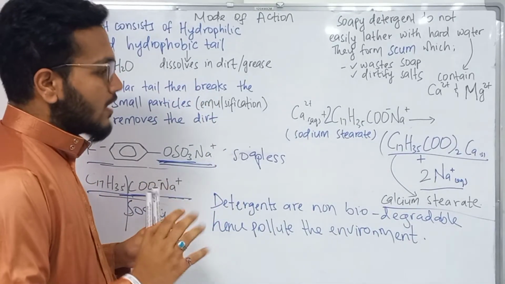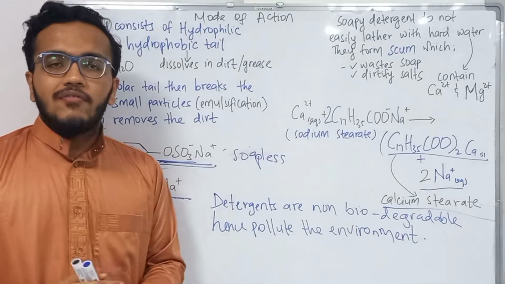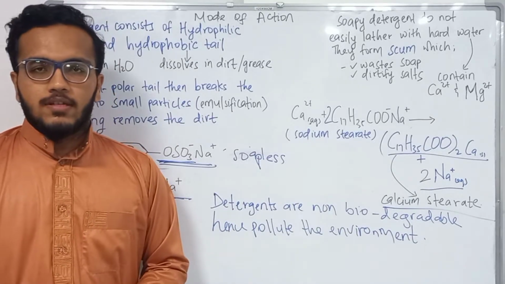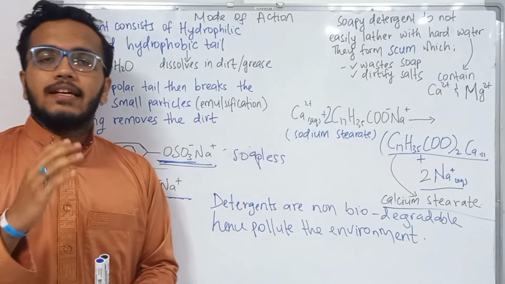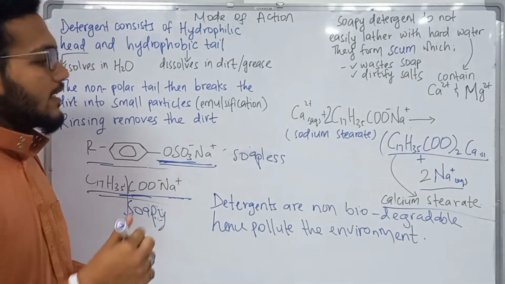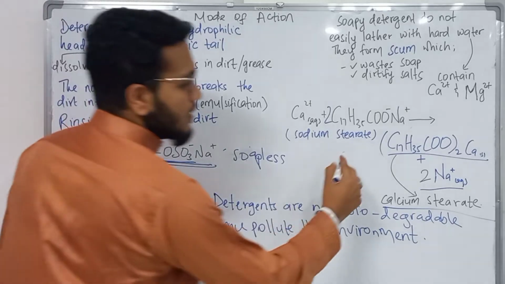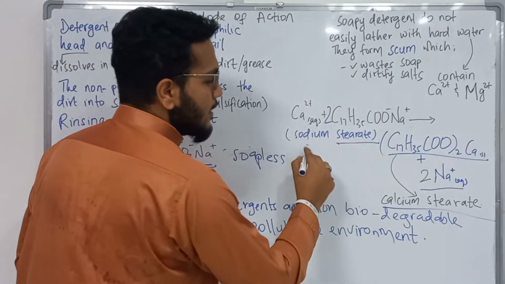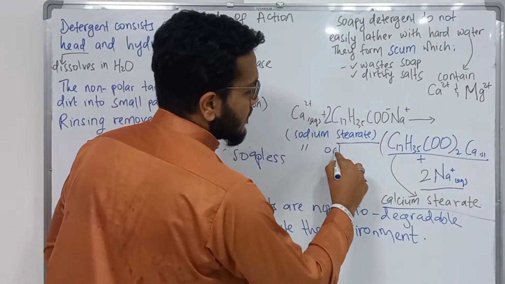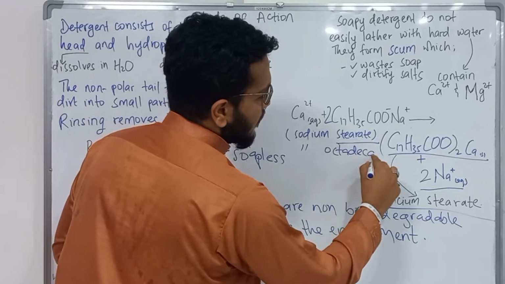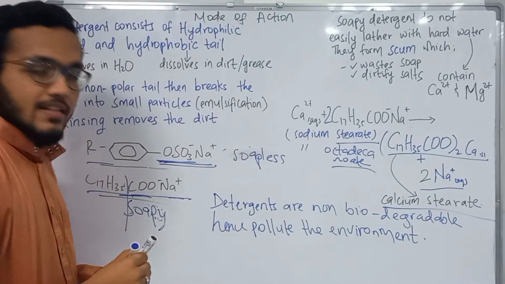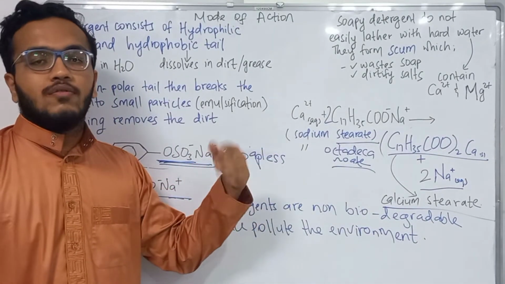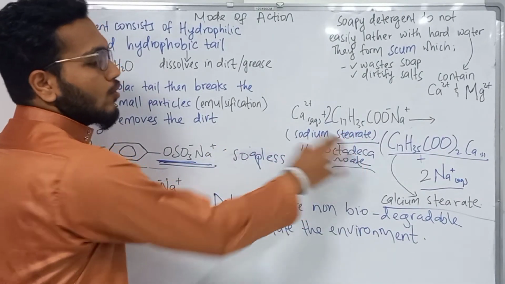What is the formula for scum? In hard water, we have calcium ions and magnesium ions present. Calcium ions, magnesium ions. Now, when you have sodium stearate or sodium octadecanoate, this is sodium stearate, or you can say sodium octadecanoate. Same thing. When the fatty acid reacts with sodium hydroxide to form the soap, it is sodium stearate or octadecanoate.